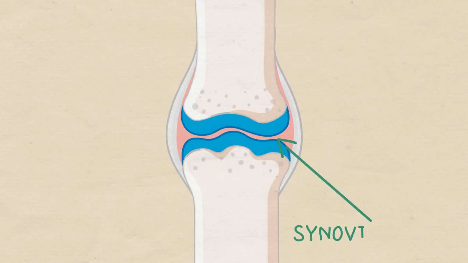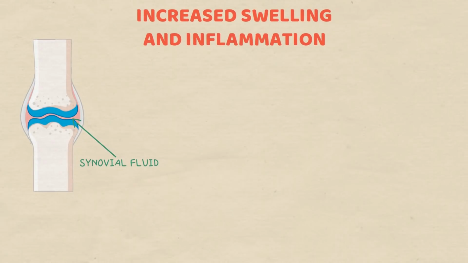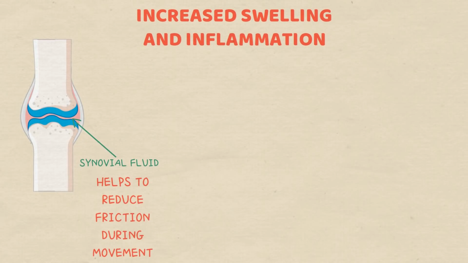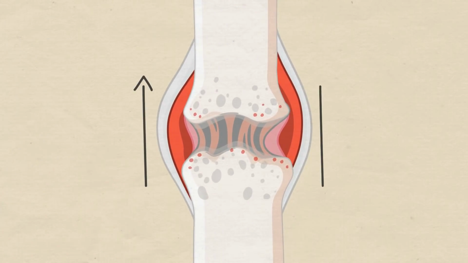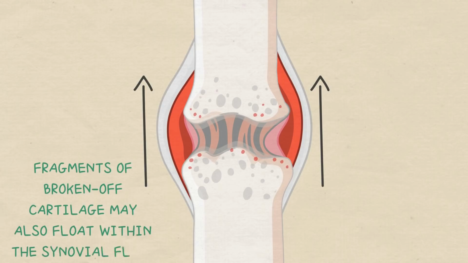Normally, synovial fluid acts as a lubricant-like barrier which helps to reduce friction during movement in the joint. However, in osteoarthritis, it accumulates in larger amounts and can cause joint swelling. Fragments of broken off cartilage may also float within the synovial fluid, causing increased pain and swelling.